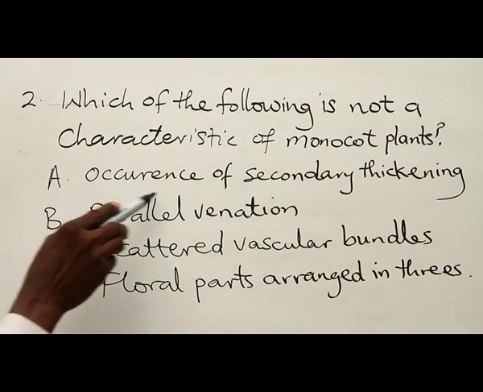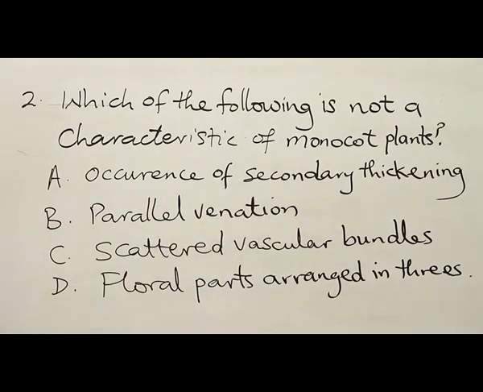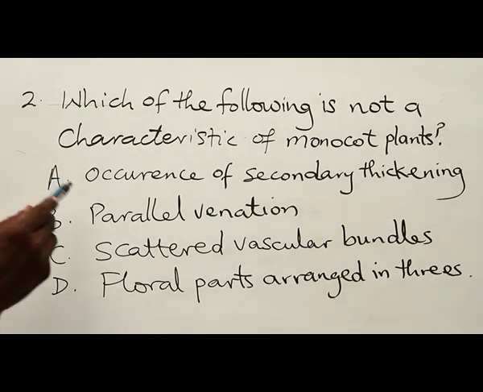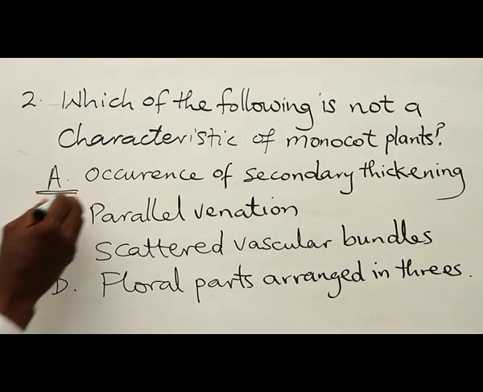They say occurrence of secondary thickening. And secondary thickening is made possible through the meristematic tissue called cambium. And there is no cambium in monocot plants. So the answer to the question is A.